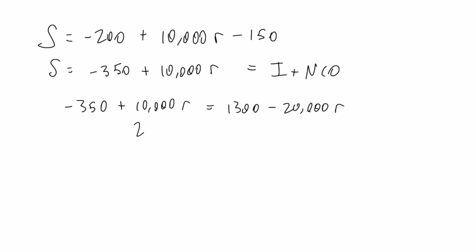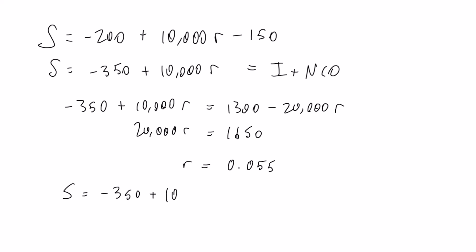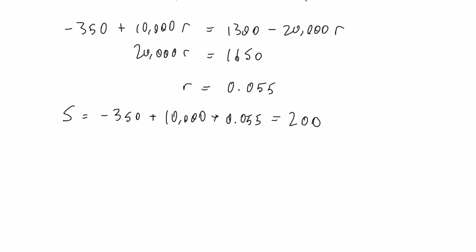Now we need to solve for R, so I'm going to add 20,000 R to both sides, add 350 to both sides, and then divide both sides by 20,000, which gives us 0.055, 5.5%. Now, plugging that back into our saving function, we have negative 350 plus 10,000 R, which we now know is 0.055, which is going to be 550 minus 350 equals 200. We can also then plug our interest rate into the net capital outflow, which is 300 minus 10,000 R, which we now know is 0.055. That's going to be 300 minus 550 equals negative 250.